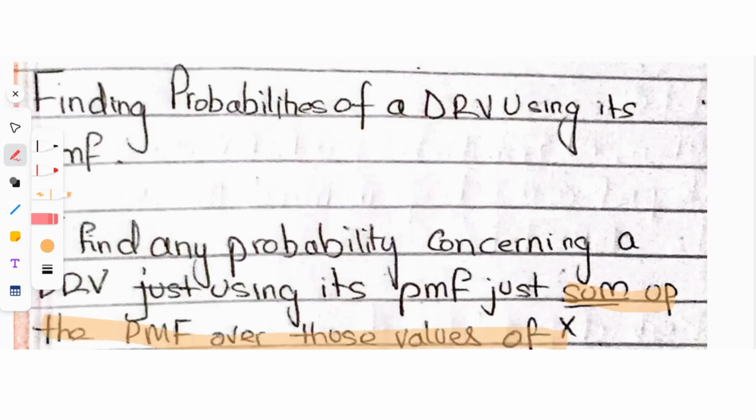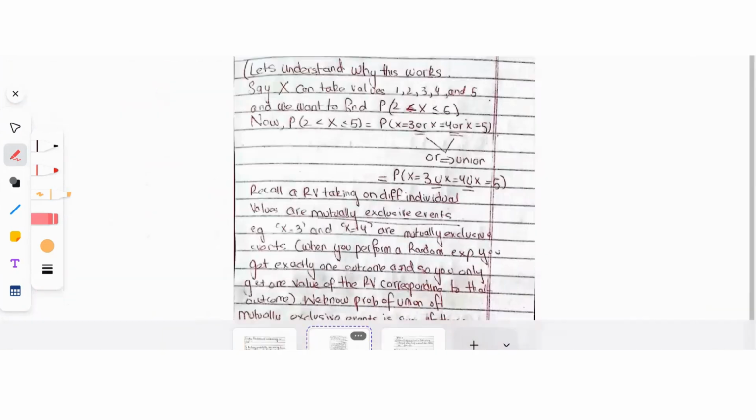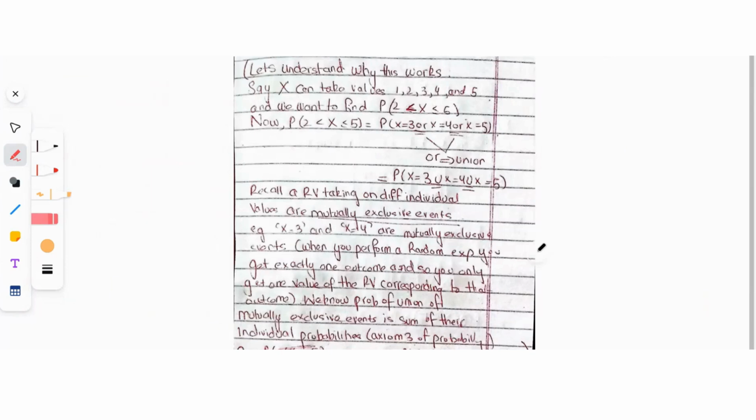But let's try to understand logically why we can do that. Let's understand why this works. Say x can take values 1, 2, 3, 4, 5. So these are the values x takes. And you want to find the probability x is greater than 2, less than or equal to 5. Given that x takes values 1 to 5, it means that x takes a value 3 or 4 or 5.